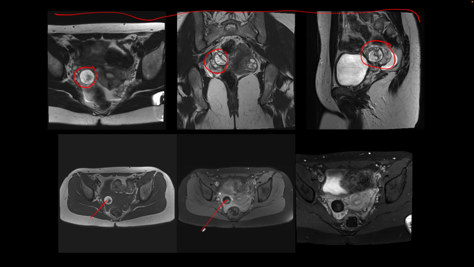So this focus contains fat, and a fat containing lesion in the adnexa is always a dermoid cyst or mature cystic teratoma. This is a contrast enhanced image showing no enhancement inside this fat containing tumor. So this is a benign tumor called dermoid cyst or a mature cystic teratoma.